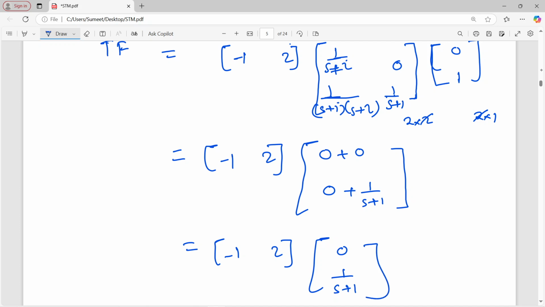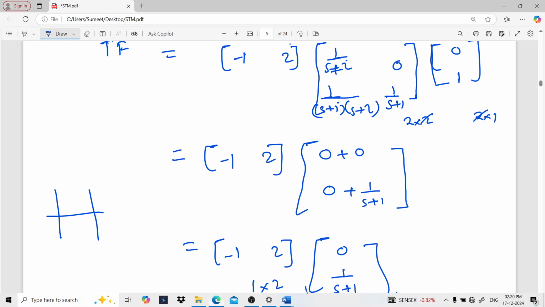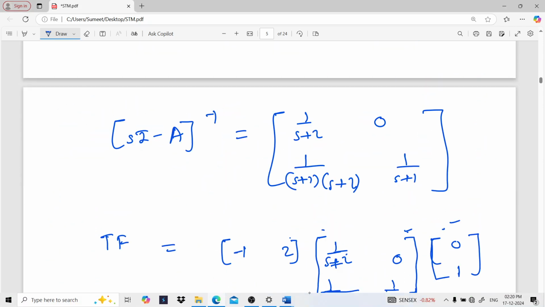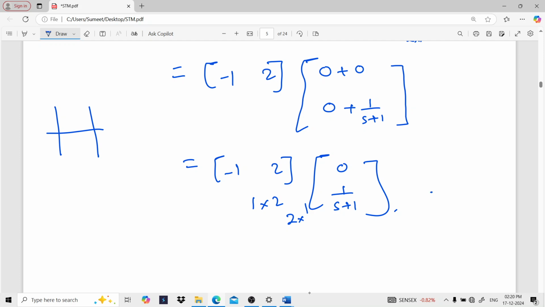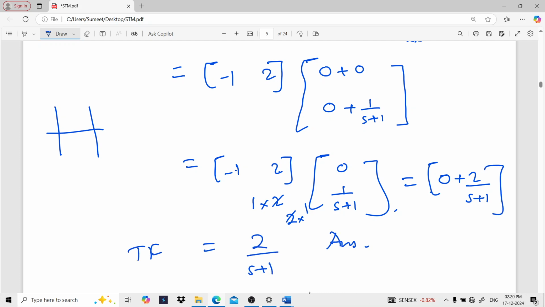Now here the order is 1 row 2 columns. Row means horizontal, column means vertical. And here the order is 2 rows and 1 column. So the 2 cancels, so the order is 1 by 1. So multiplication: -1 into 0, and 2 into 1 upon (s+1). So the final answer is 2 upon s plus 1. So this is your answer for the transfer function. Thank you.